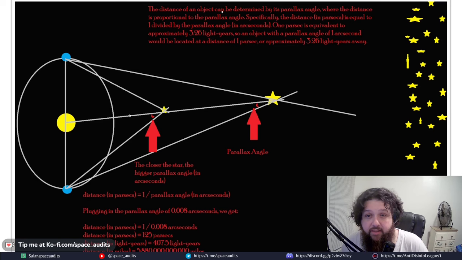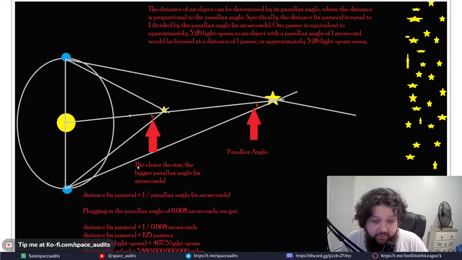The distance of an object can be determined by its parallax angle, where the distance is proportional to the parallax angle. Specifically, the distance in parsecs is equal to 1 divided by the parallax angle in arc seconds. One parsec is approximately 3.26 light years. So an object with a parallax angle of 1 arc second would be a distance of 1 parsec, approximately 3.26 light years away. That's the baseline relationship they have.